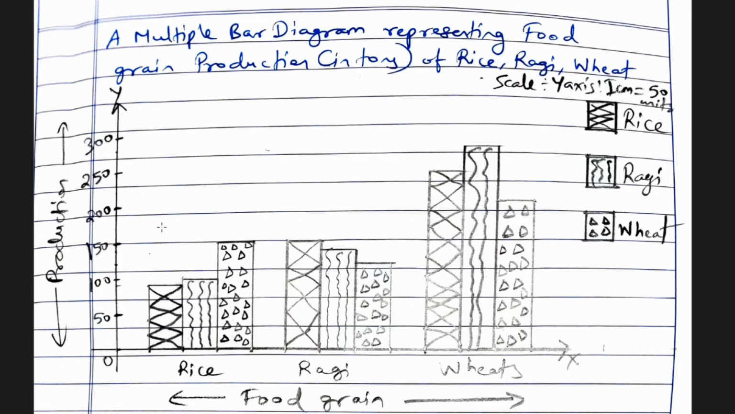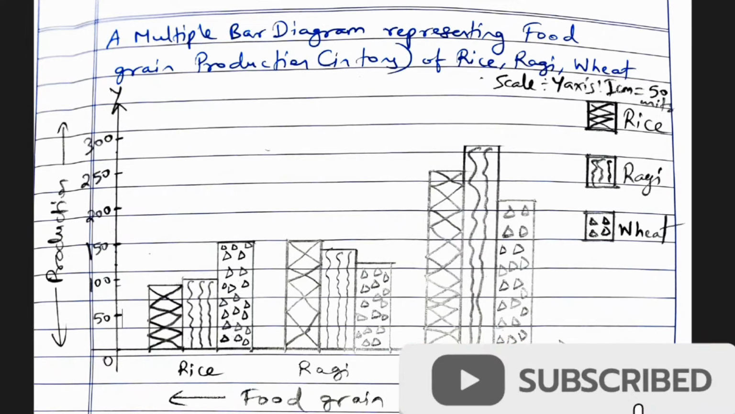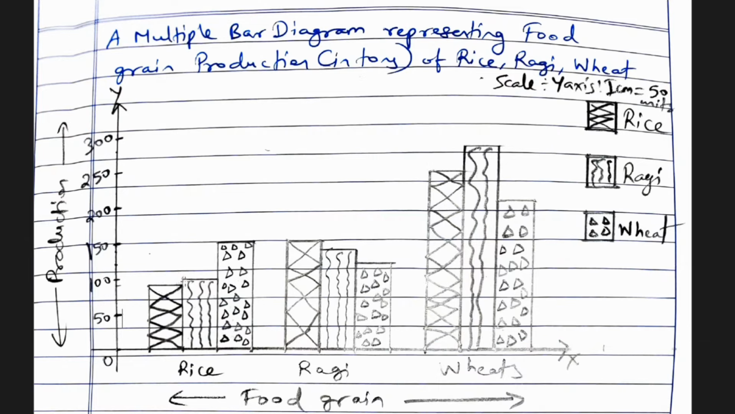Okay, so on x-axis I have taken here the production. Sorry, on y-axis I have taken the production. On x-axis I have taken the food grains. So the first three bars here represent rice. Now rice is for different years. So first bar represents 21, second bar represents 22, 23. Okay, so 21, 22 and 23.